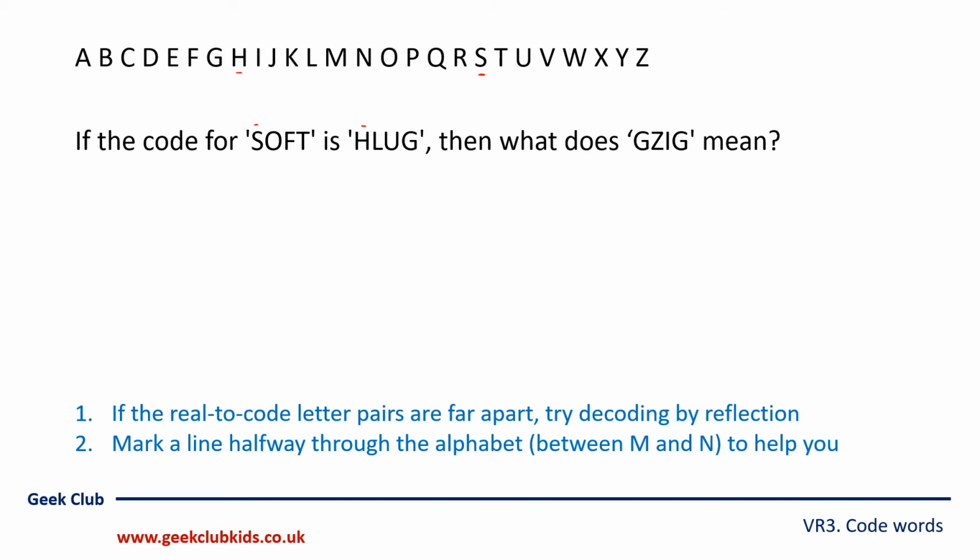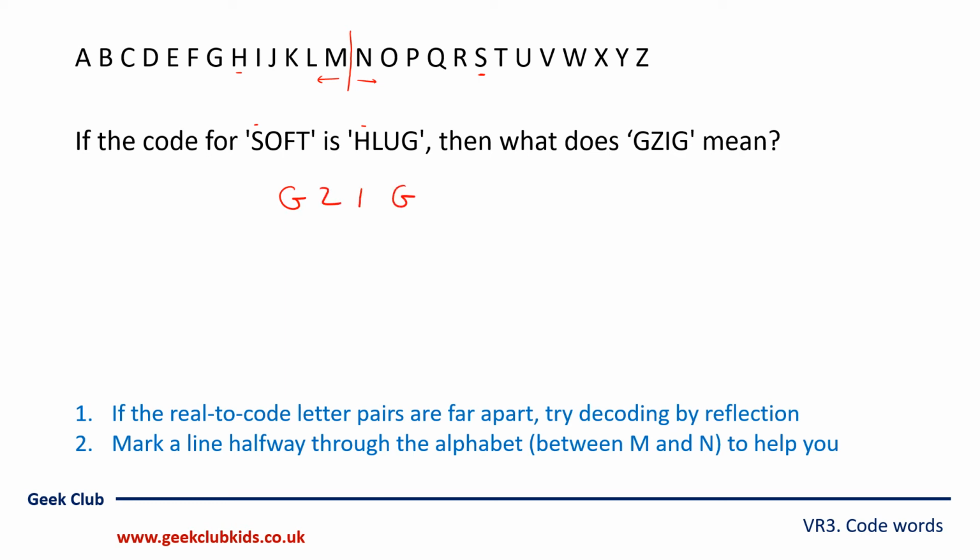Now you'll note that there are 26 letters in the alphabet. What we're going to do is draw a line halfway down the alphabet. So we're going to draw a line between M and N because they are the 13th and 14th letters, so that's halfway down. And for this type of question, the way you decode it is by looking at how far apart letters are from the middle. I'll show you what I mean. So for this, we only need to write down our test code word.